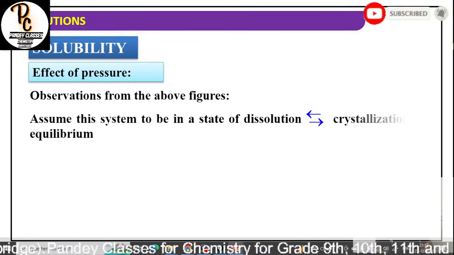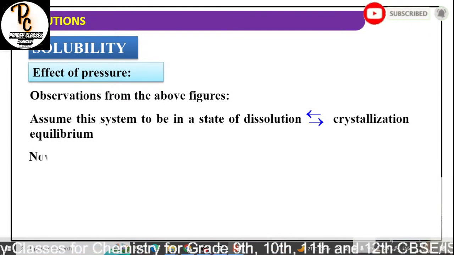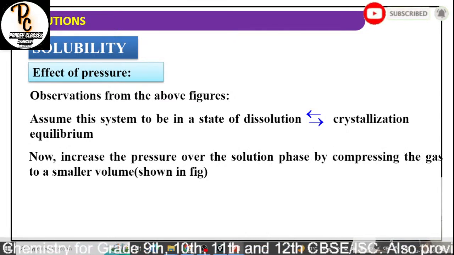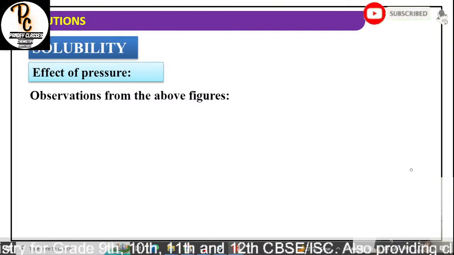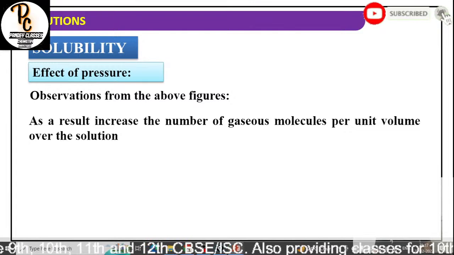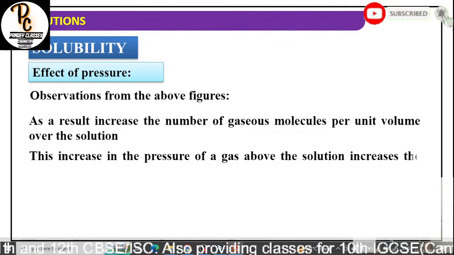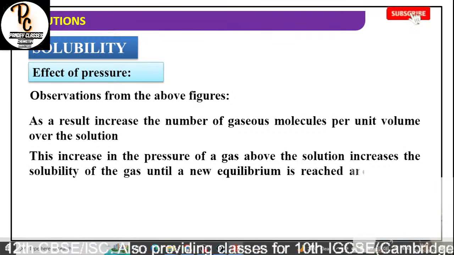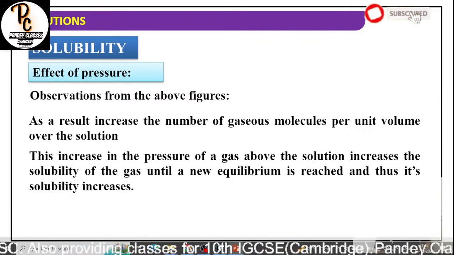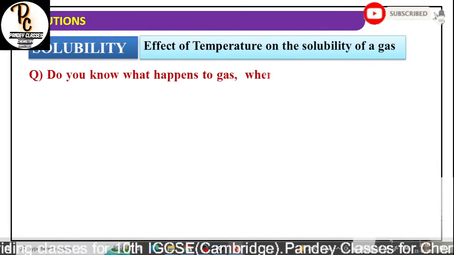Observation from the above figures. Assume this to be in a state of dissolution and crystallization equilibrium. Now increase the pressure over the solution phase by compressing the gas to a smaller volume. And what will happen in that case? As a result, the number of gas molecules per unit volume over the solution increases. This increase in the pressure of a gas above the solution will increase the solubility and it will attain a new equilibrium condition.